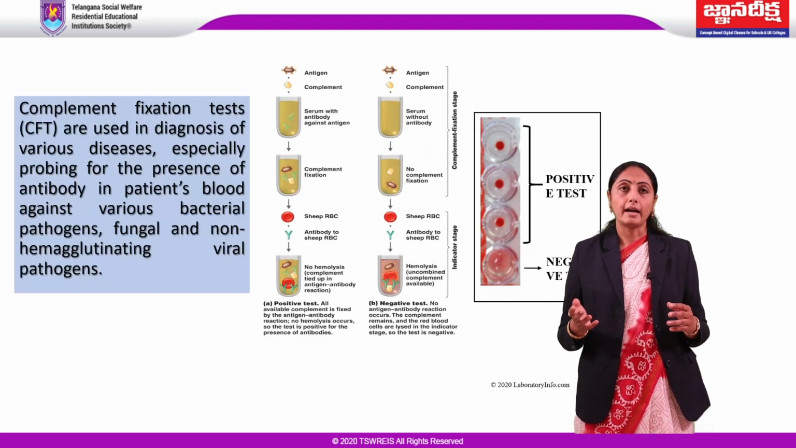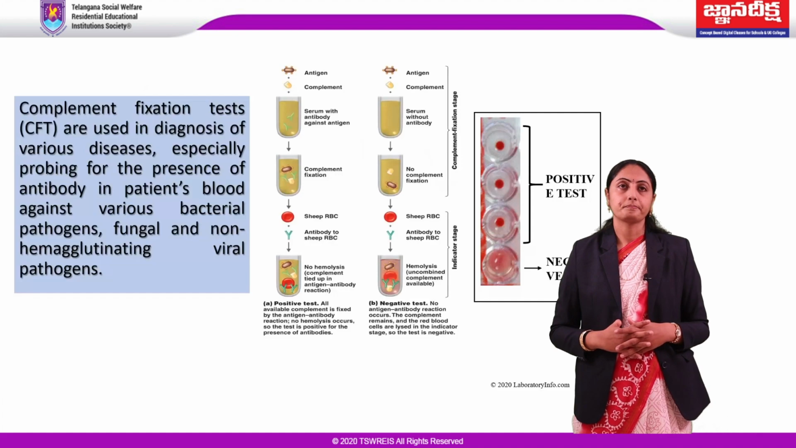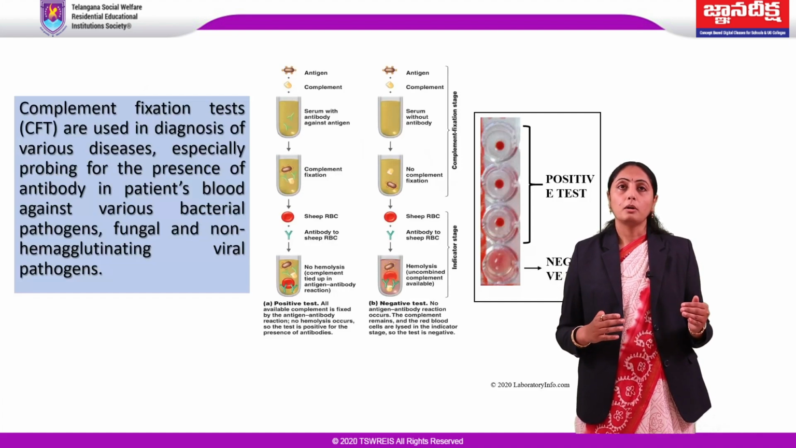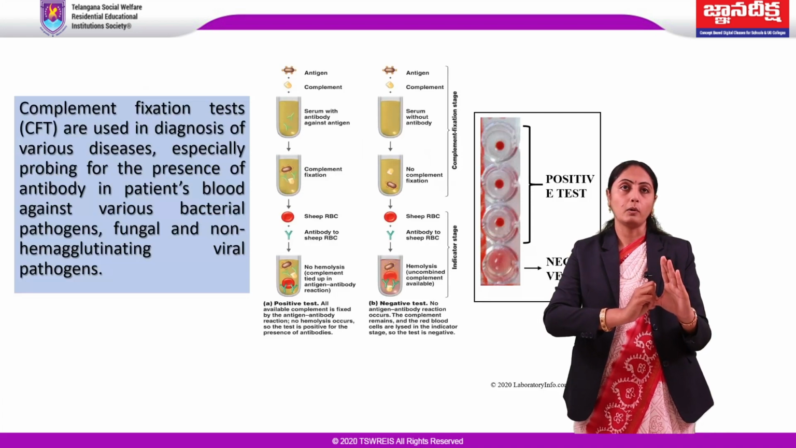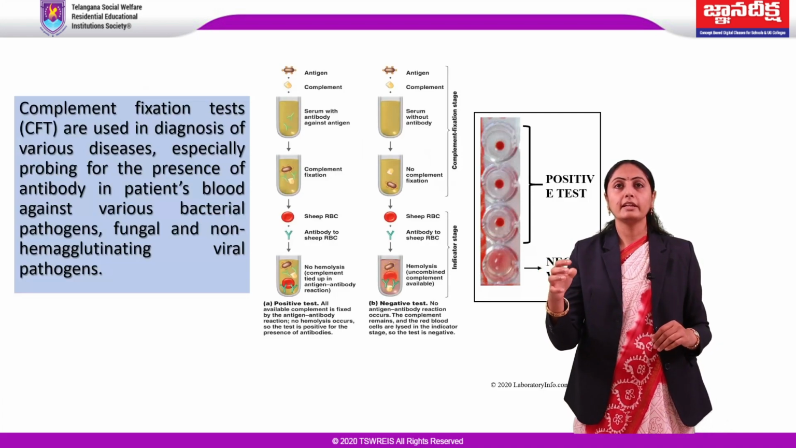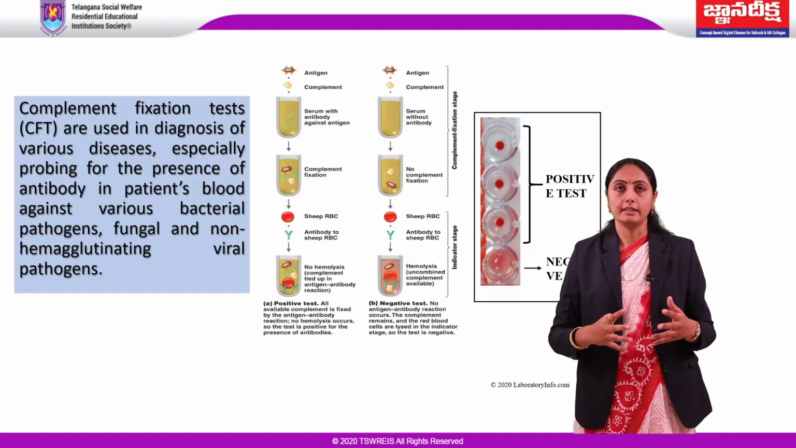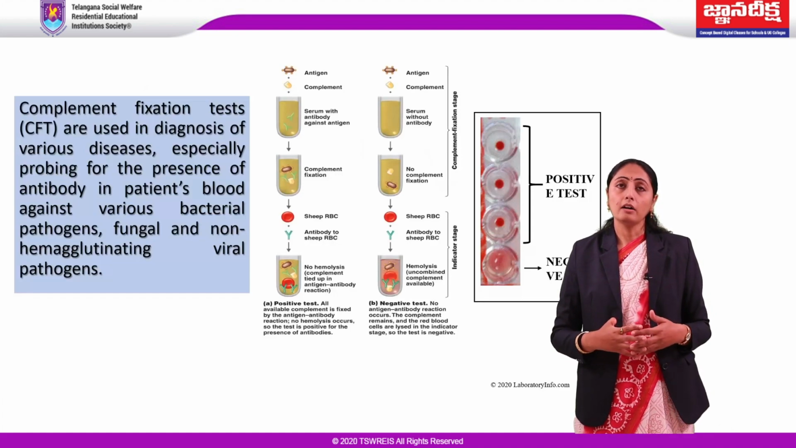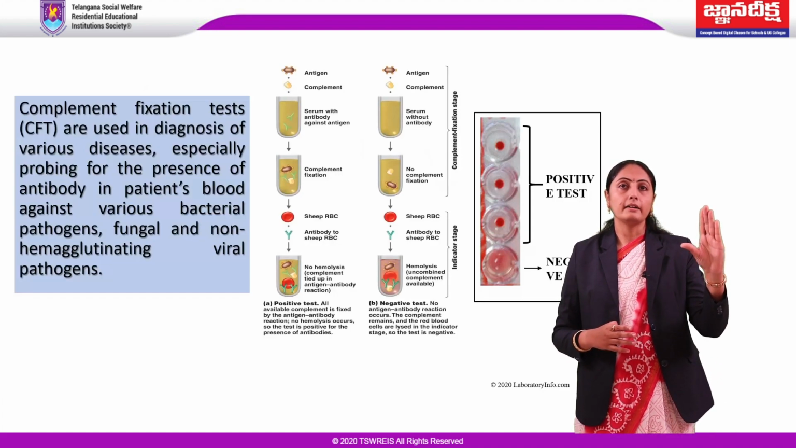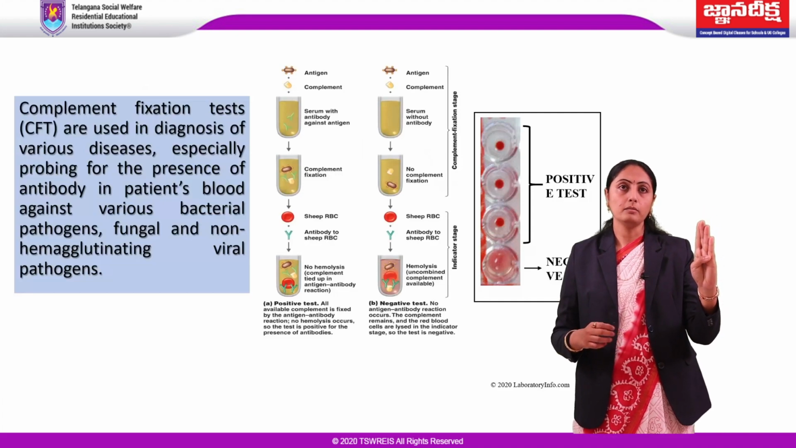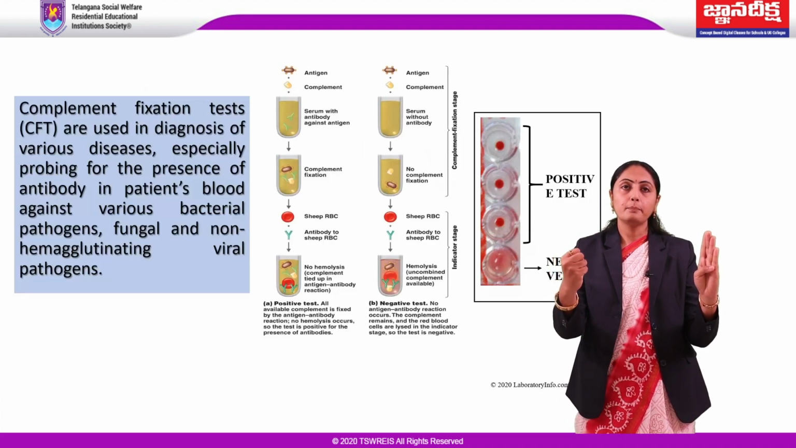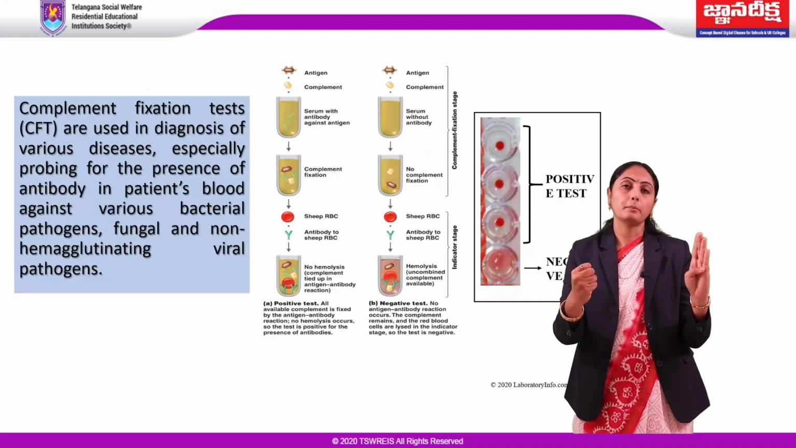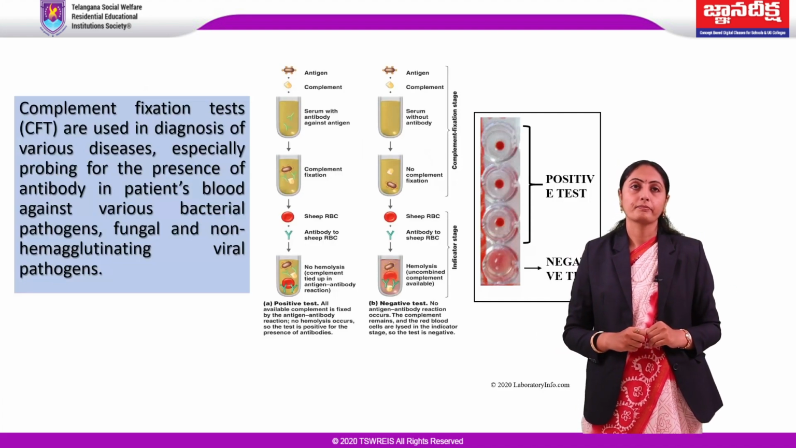This is done by adding the indicator system. If the complement is fixed in the first step due to the presence of antibody, there will be no free complement to fix the indicator system. However, if there is no antibody in the patient's serum, complement will be present free and can now react with antibody-coated sheep red blood cells to bring about their lysis.